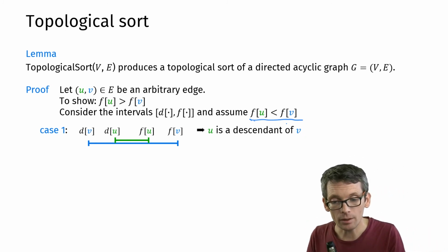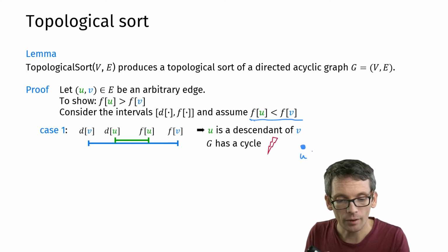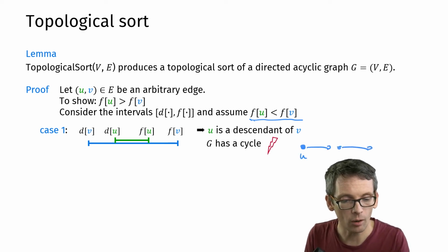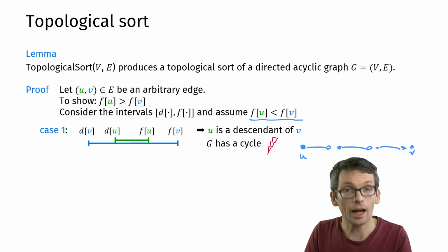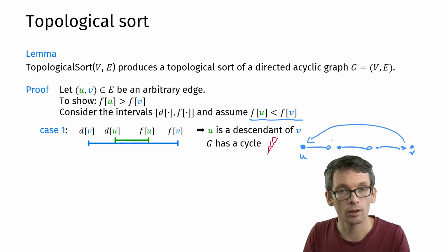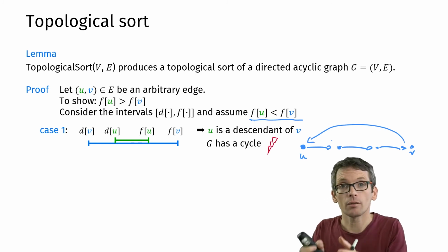But that means that G has a cycle, because this means I can go from u somehow to v. I mean, it means that v is a descendant of u. But also I'm saying I have the edge uv. And overall that gives me a cycle. So that's a contradiction for this case.